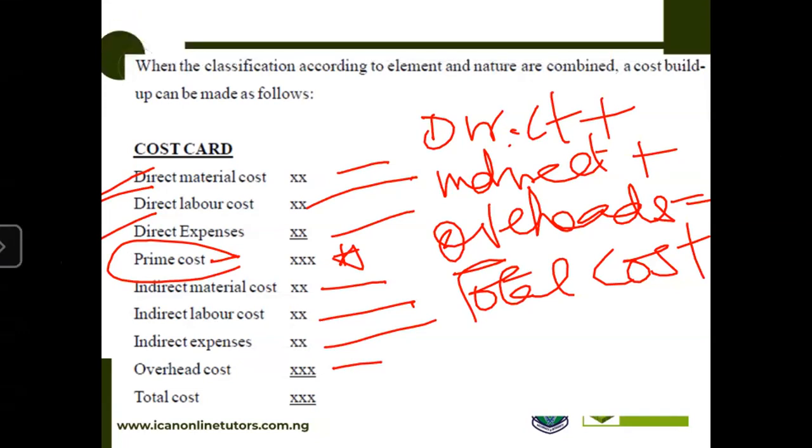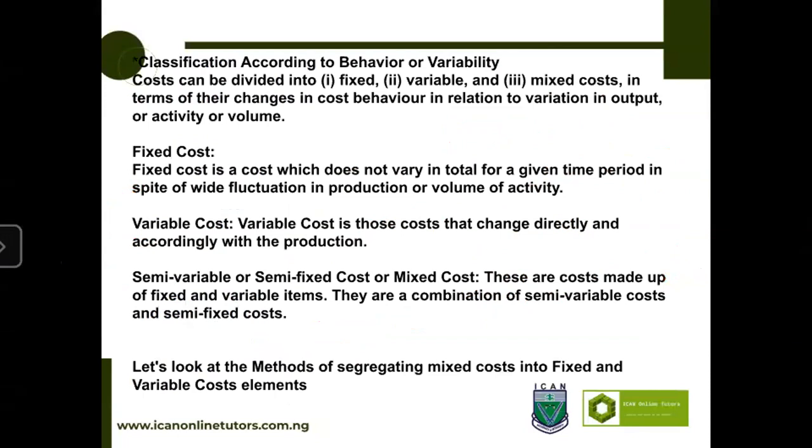Is that taken? Yes. Let us now go to the business of the day, which we call cost behavior and analysis. Don't mind me writing variability. Costs, I can call it classification according to behavior. And that is the topic of today, cost behavior and analysis. So what about the classification according to behavior? How does the cost relate in an organization? How does the cost move? That's what you call behavior.